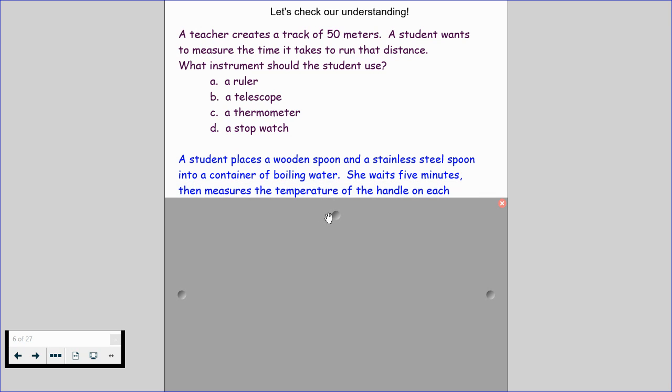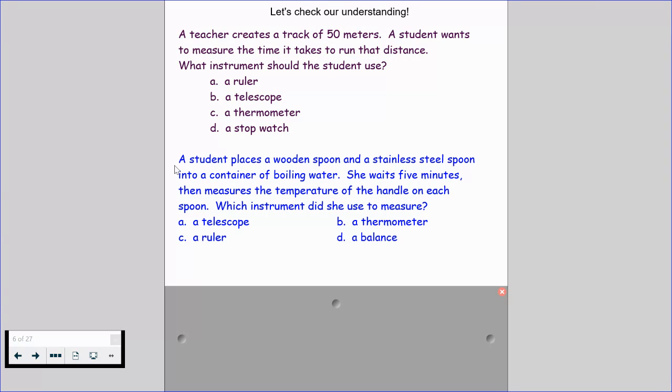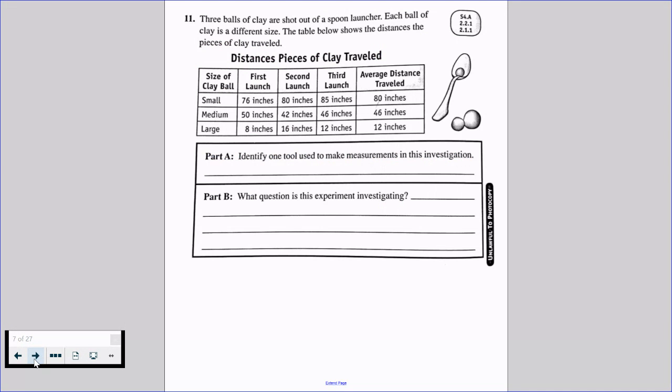Let's look at another question. A student places a wooden spoon and a stainless steel spoon into a container of boiling water. She waits 5 minutes, then measures the temperature of the handle on each spoon. Which instrument did she use to measure? So notice we're measuring temperature. So are we going to use a telescope, a thermometer, a ruler, or a balance? If you said B, thermometer, you are correct.